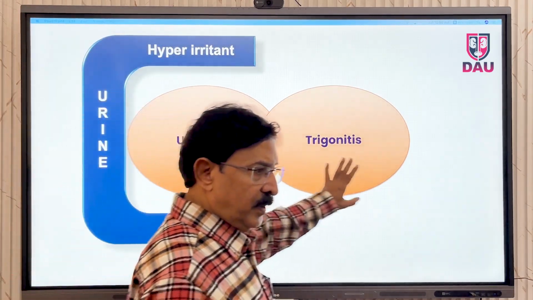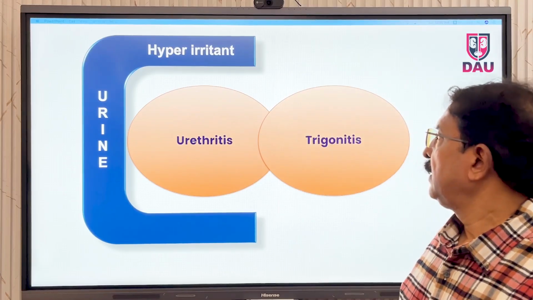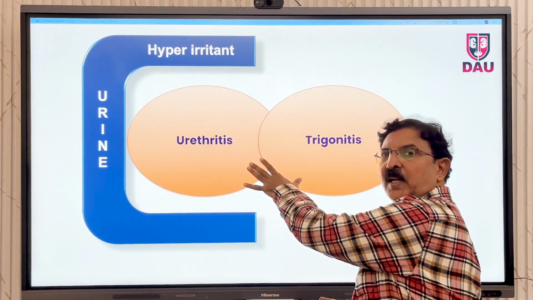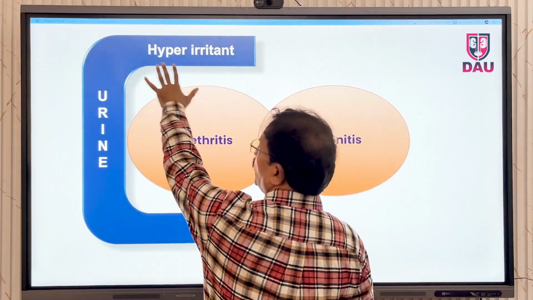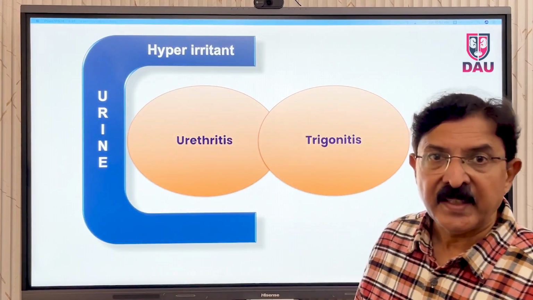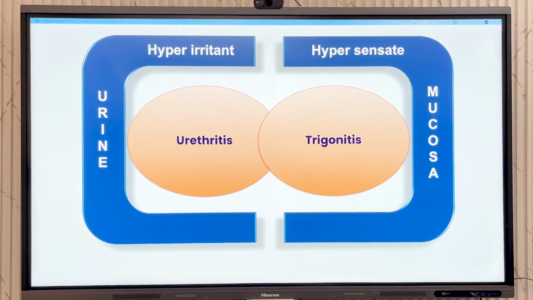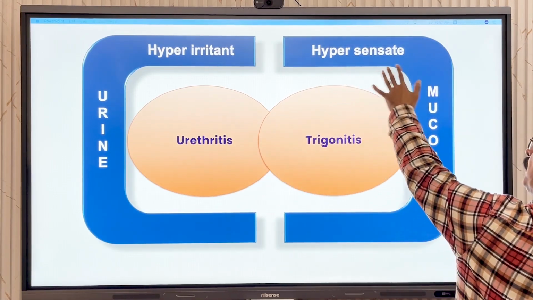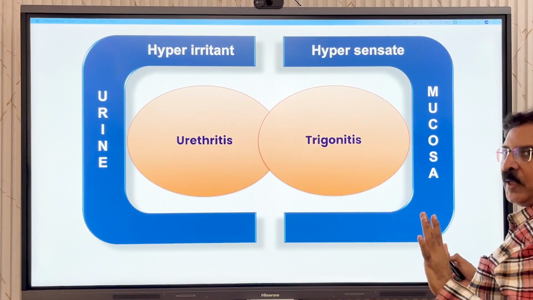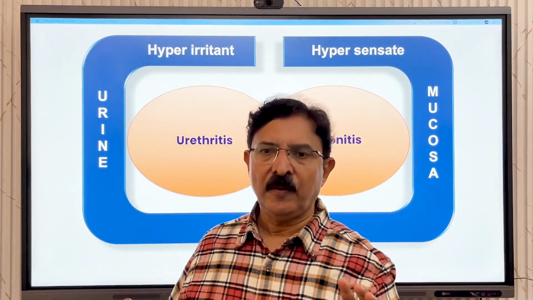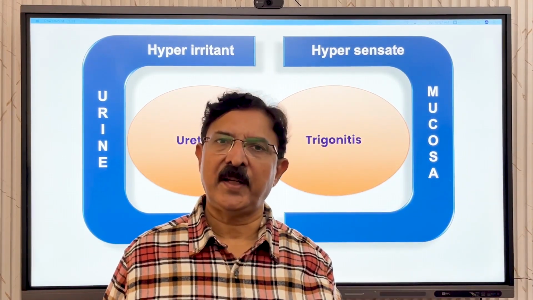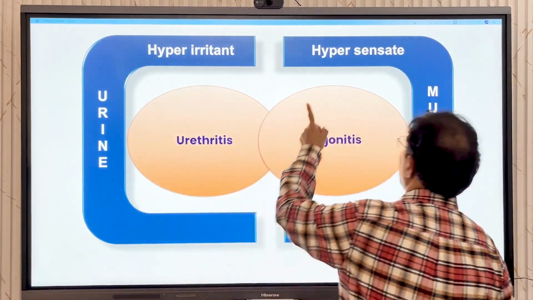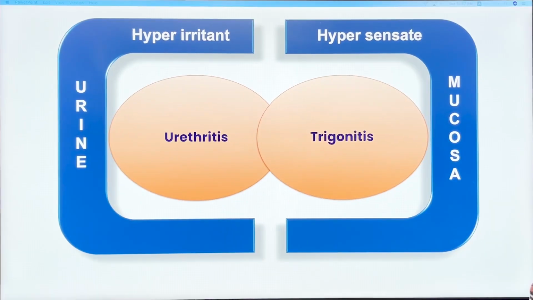And this syndrome of urethrotrigonitis can happen not because there is an inflammation in the urethra and trigone, but because the urine that is flowing in the bladder is hyper-irritant. Or this can happen because the mucosa of the urethra and trigone is hypersensitive. So painful urination with the source being in the urethra and trigone can happen either on account of hyper-irritant urine or on account of hypersensitive mucosa. Simple.